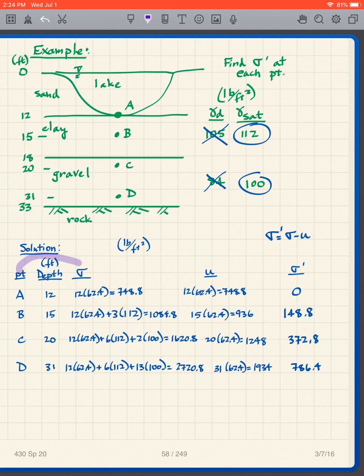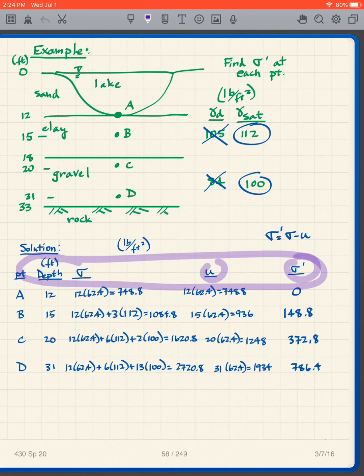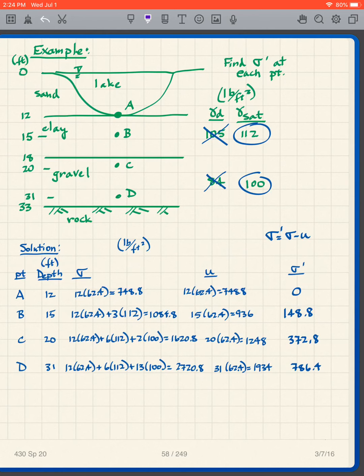We make the same table we've been making, which is our point, depth, sigma, u, sigma prime, and so let's do these points one at a time. So I've got A, B, C, D. Here are the depths, 12, 15, 20, 31. I can look, my water table is up here. So here's my water table, it is at the ground surface. So what do I see? I don't use any of the dries. So I cross those off. And I circle both of the saturated unit weights.